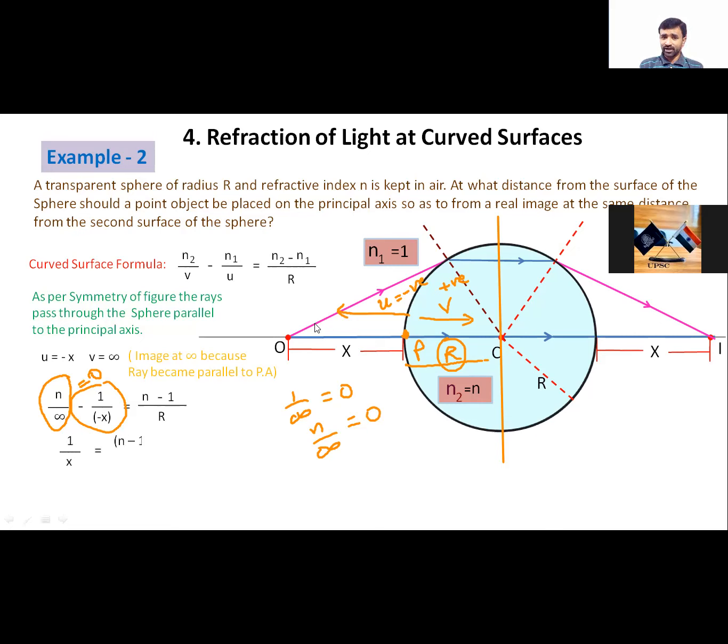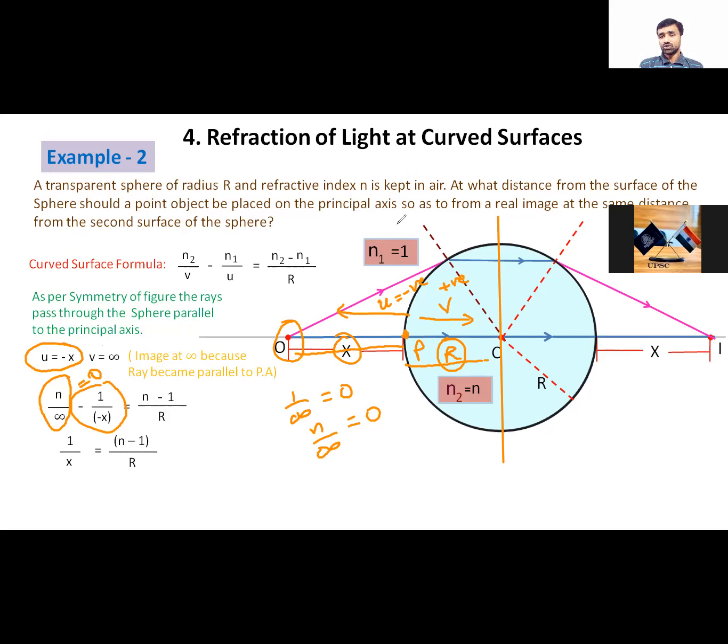What actually do I need to find out? Is it the refractive index, or the radius of curvature, or the object distance? See the question: at what distance from the sphere should a point object be placed? So I place it at a certain point O. What is the distance from the surface? x. So what is x? Object distance. This is what I am finding.